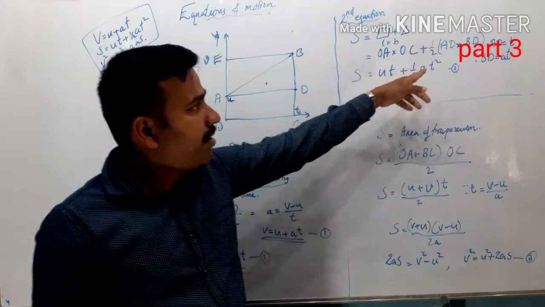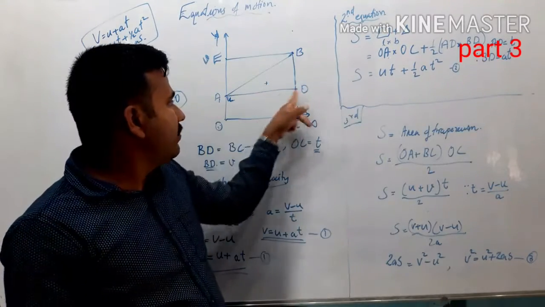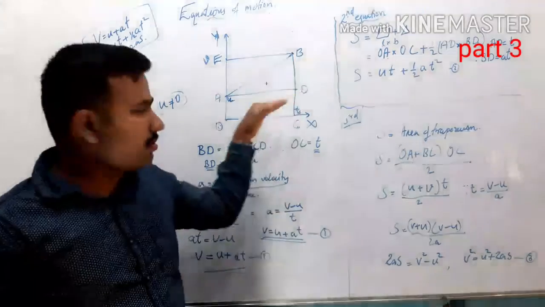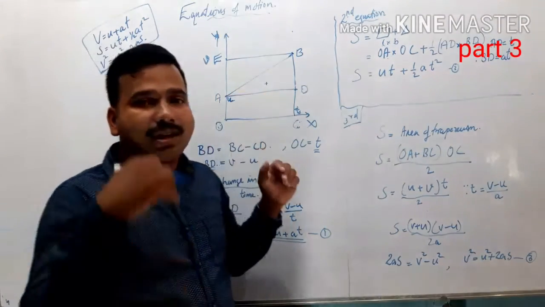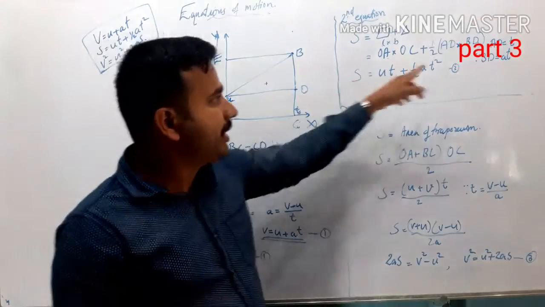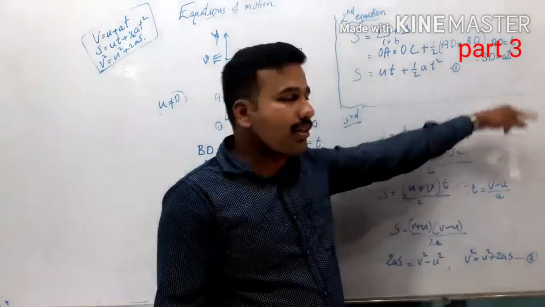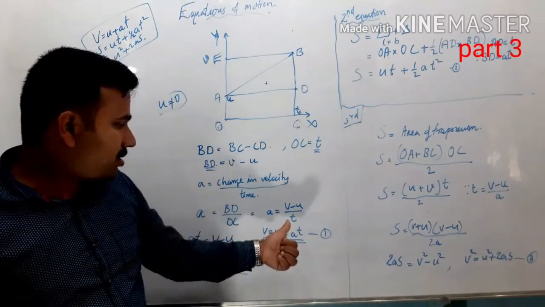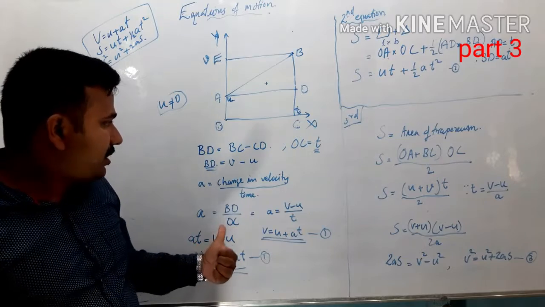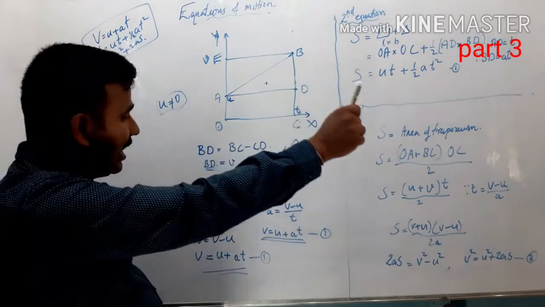Then substitute the values. We have already got AD is equal to T. AD will be equal to OC, since these two are opposite sides of the rectangle, their lengths will be the same. So AD is also equal to T. And one more thing we need to look at is BD, which we already derived. What is BD? BD is equal to, sorry, A into T.